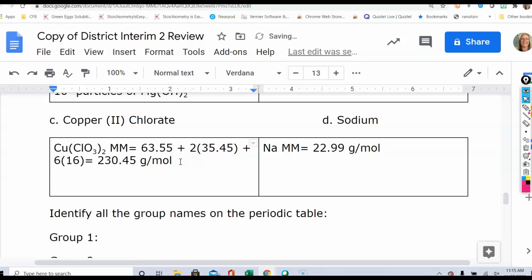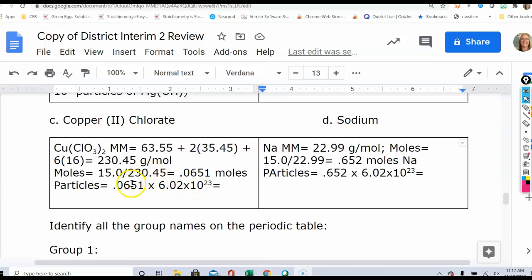So the next thing I'm going to do is calculate moles by taking my number of grams and dividing it by the molar mass, 230.45. And I'm going to do that both for sodium and for copper 2 chlorate.